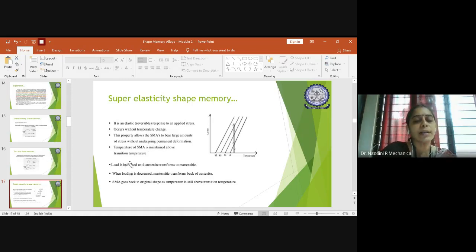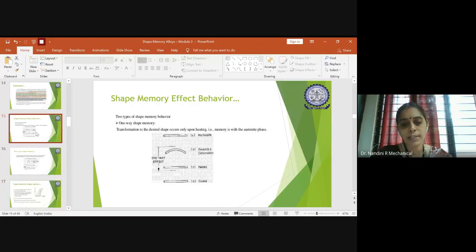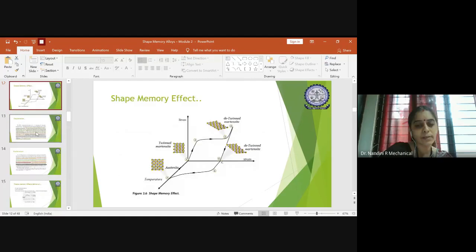Next one is that load is increased until the austenite transforms to martensite. Initially I told you that to get the material deformed, you subject it to some mechanical loading, because once it is deformed, only then do you supply the heat. So you have to increase the load until the austenite transforms to the martensite. You can see this in the hysteresis loop here, right?